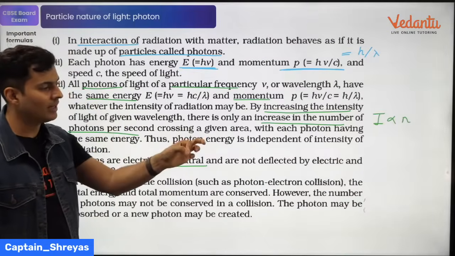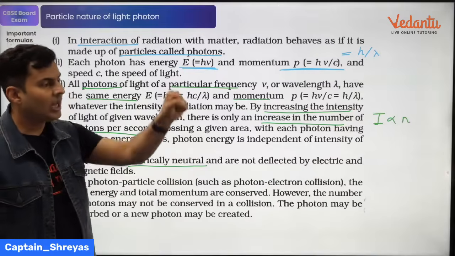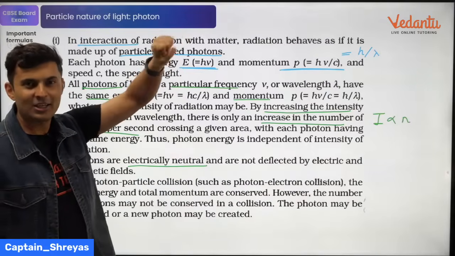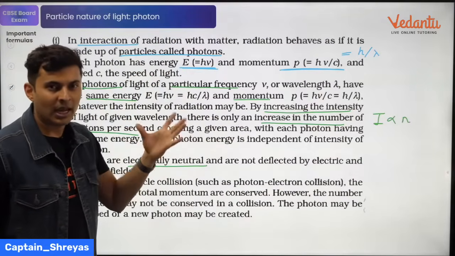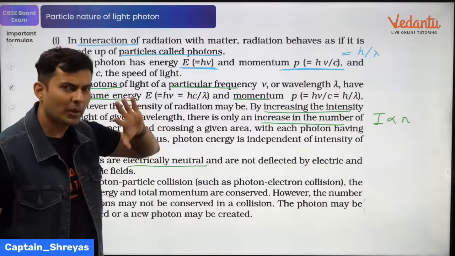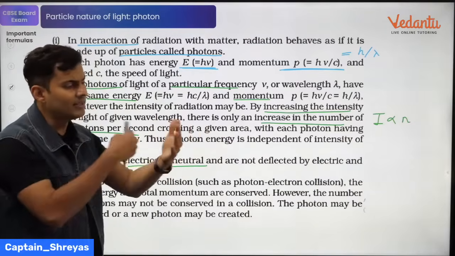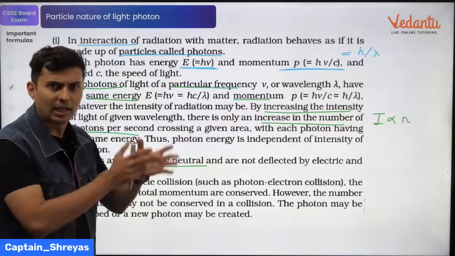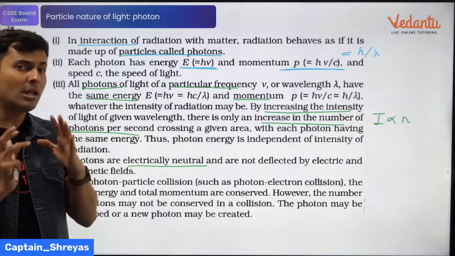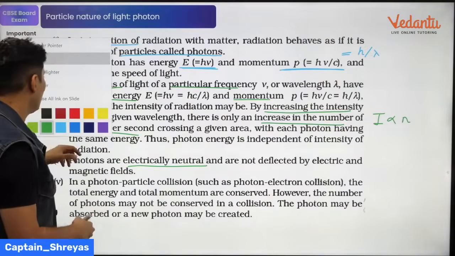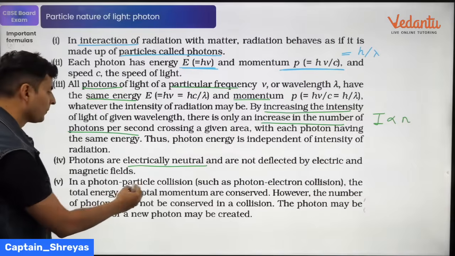Similarly, if a photon hits an electron, it will get absorbed and the electron will jump to a higher orbit. So the photon is destroyed and it is converted into energy. So energy is conserved. Even if it hits the atom, the momentum will be conserved. The atom will start moving, but the number of photons is not conserved. So this is also another important point which you should know.